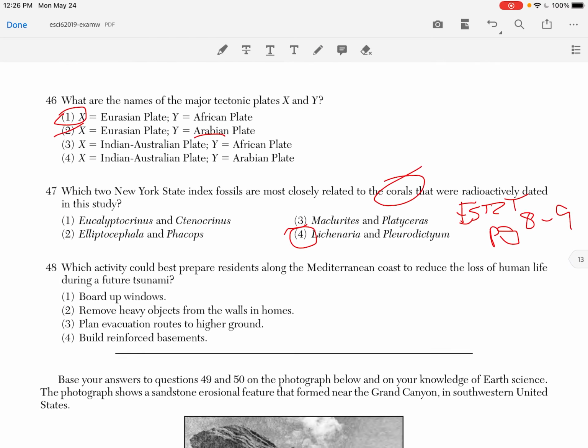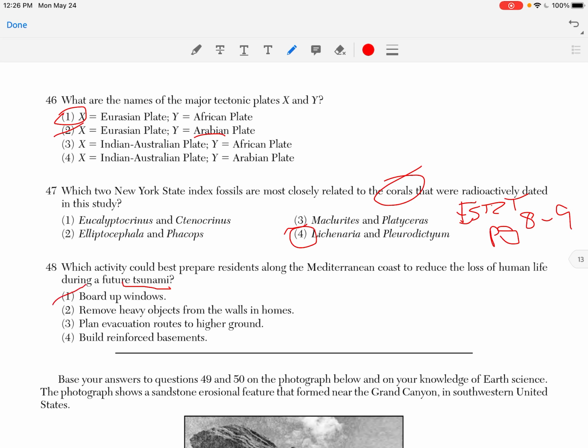All right, one more. Number 48, which activity could best prepare residents along the Mediterranean coast to reduce the loss of human life during a tsunami? And remember, a tsunami is a large wave caused by an earthquake. And so we just have to kind of use common sense for these questions. You'll always see one of these questions on the Regents where they're asking about what to do in certain situations. Mostly use common sense, okay?